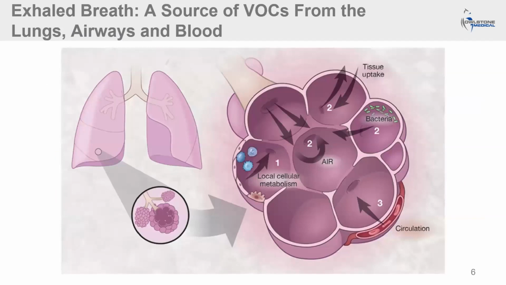Breath analysis doesn't just report on the lungs, it offers the opportunity to collect a sample that is representative of tissues throughout the whole body. VOCs can come from not only local cellular metabolism, lung tissue, and the lung microbiome, but also systemically, as VOCs exchange readily from circulation into the lung alveoli and can be measured on exhaled breath.